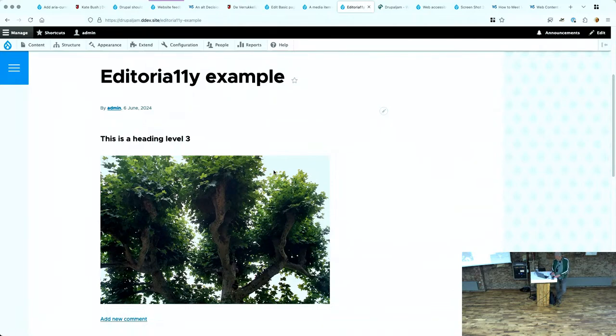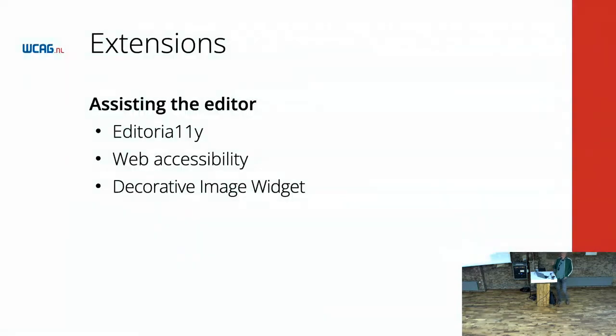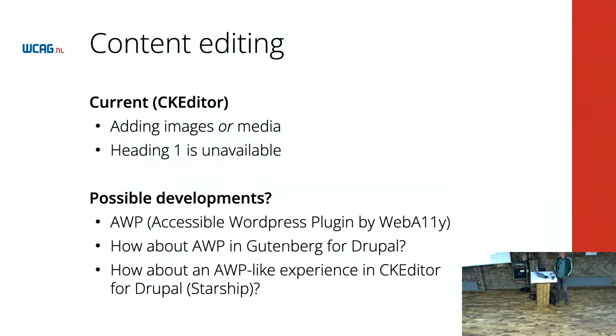What is a shame, I think, is that it doesn't help the editor while adding content. That would be nice, I think. So the current state is that, for CKEditor, you can add images or media. I wouldn't do both, but they are both good. Adding one is unavailable, which is nice too. But that's about it, what you get as assistance for the editor.